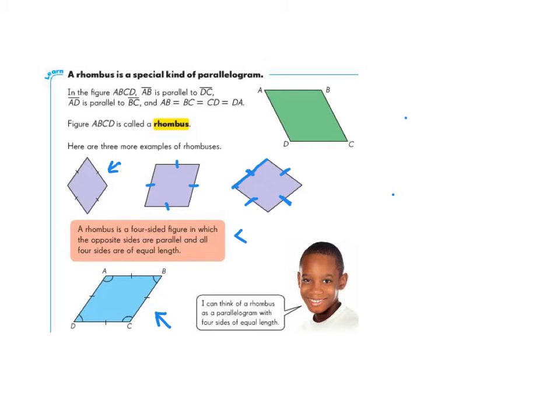And here you can see the definition of a rhombus. It's a four-sided figure, which means it's a quadrilateral, in which the opposite sides are parallel, which then makes it a parallelogram, but all four sides are equal in length. What else do you know of that has all four sides equal in length? A square. So a square is a rhombus, but it's a special kind of rhombus, which we will not get to right this second.